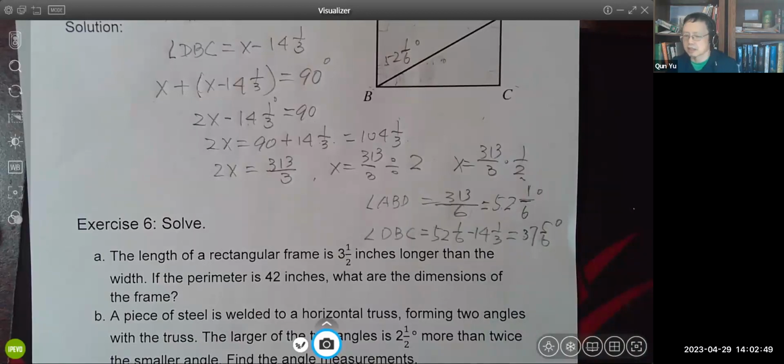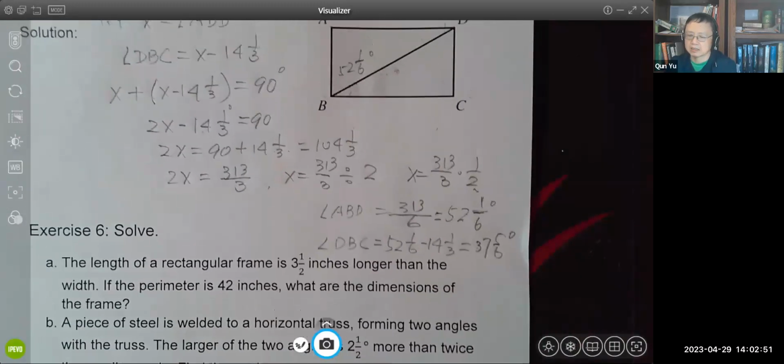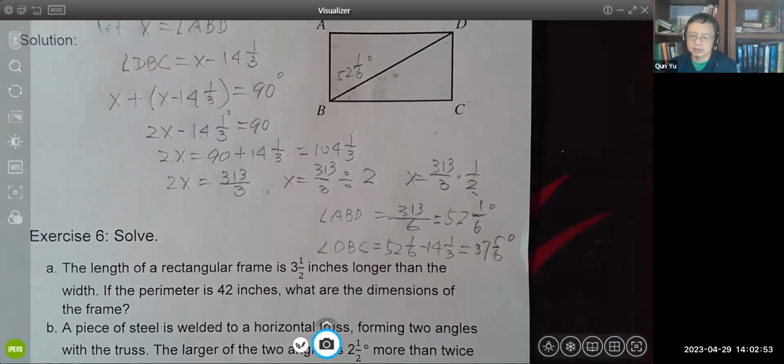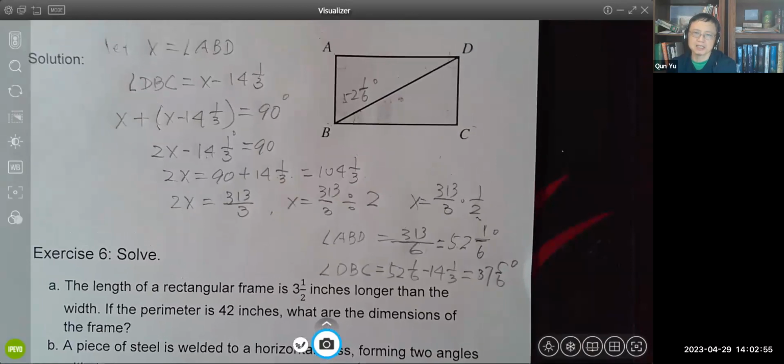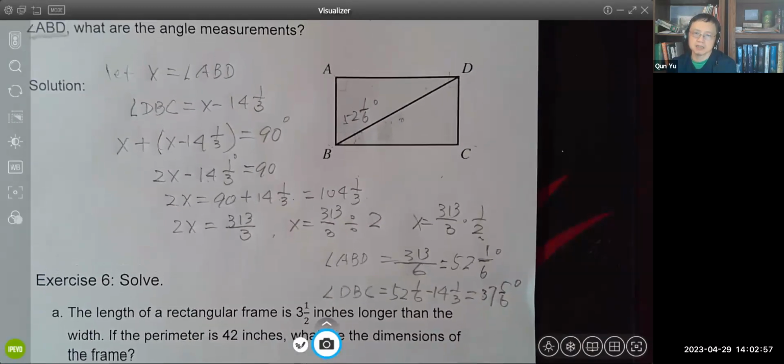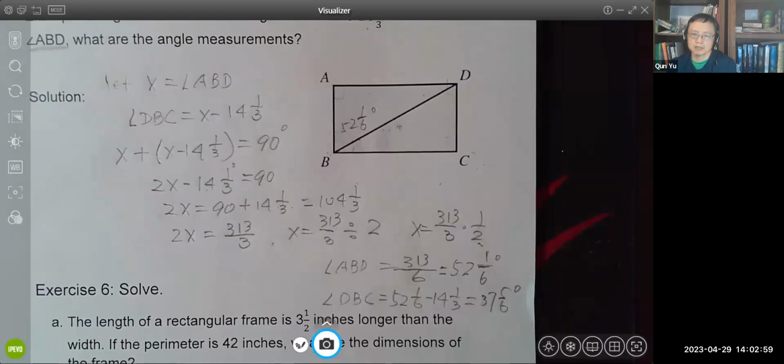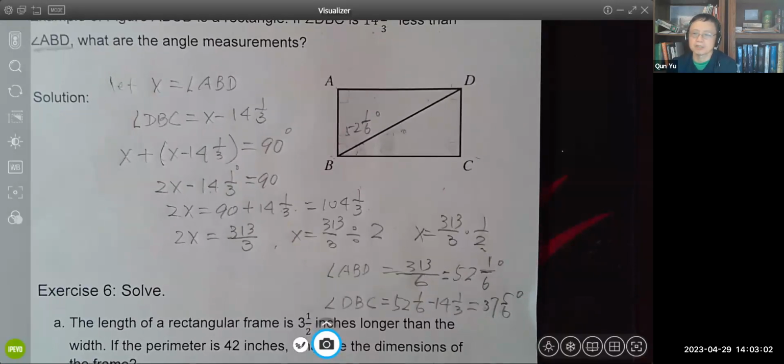So you see, solving application problems is not that hard. You just need to represent the information correctly, and then solve the equation. Make sure you don't make calculation mistakes, then you're good.